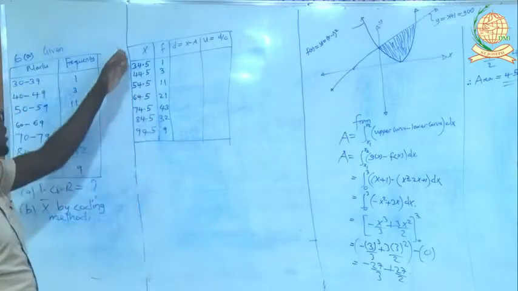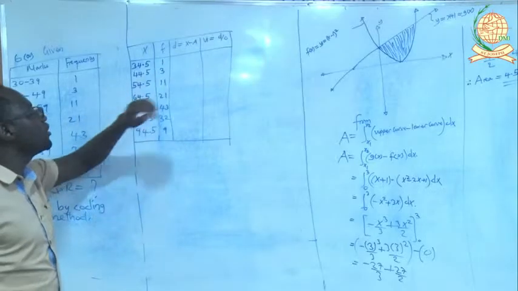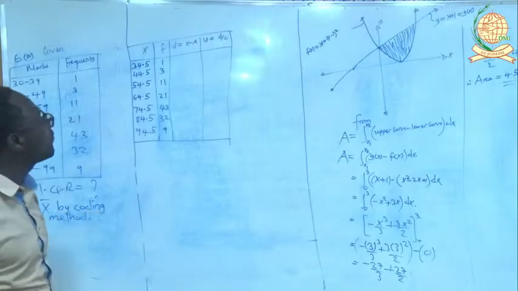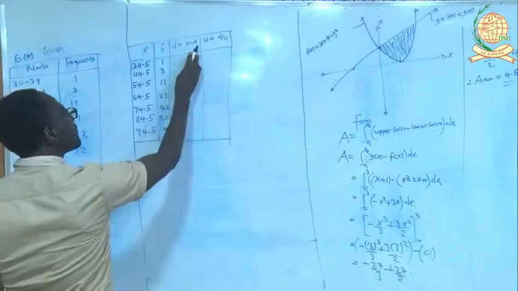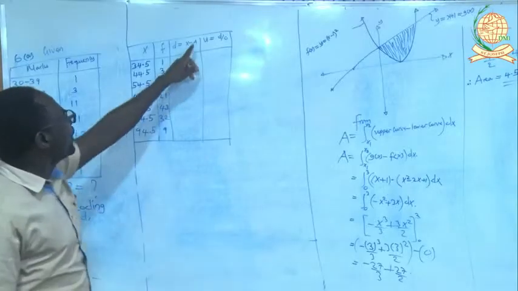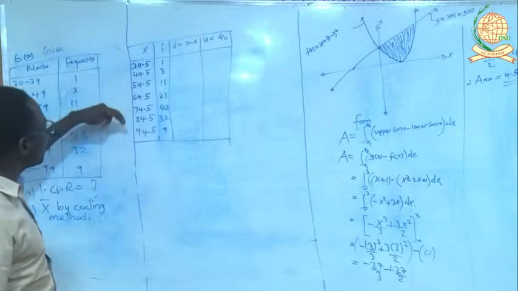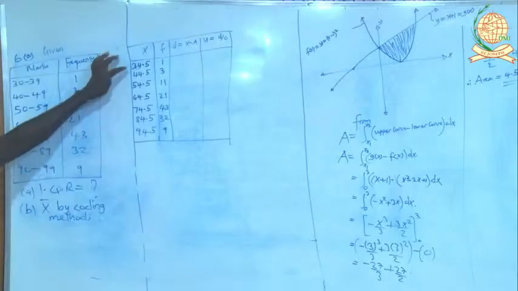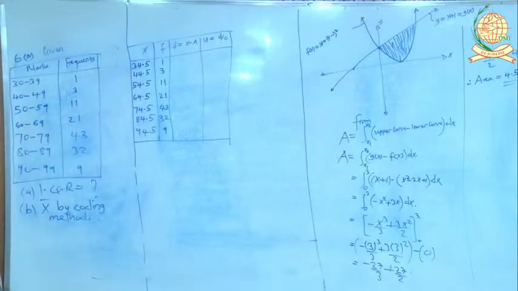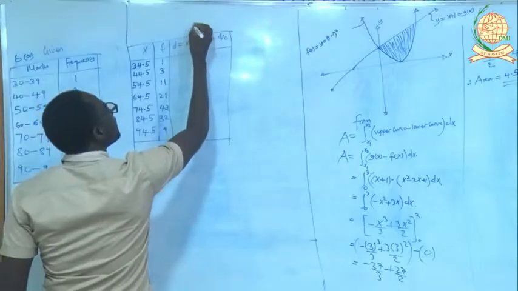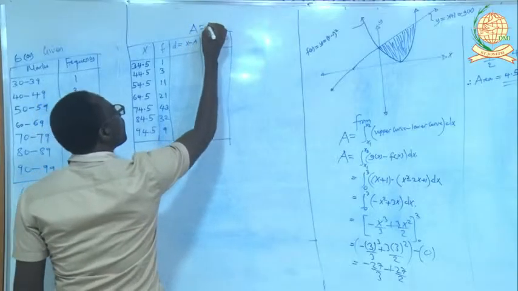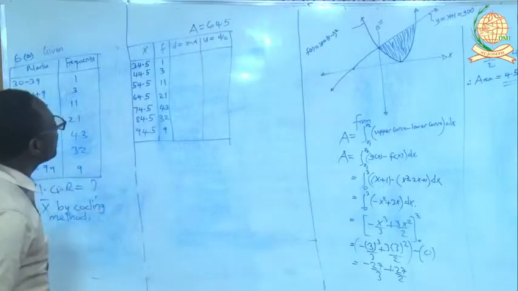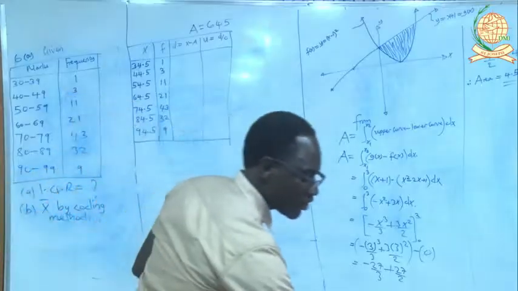So this is the class mark. Now find D. We need to find u. If you remember the formula used to find the mean by coding method, D is given as x minus A. Now A is the assumed mean. You choose any class mark here, but we prefer to take the middle one. 1, 2, 3, 1, 2, 3, yeah, use this one. Take A as 64.5. Now D is given as x minus A. A is a constant, 64.5.